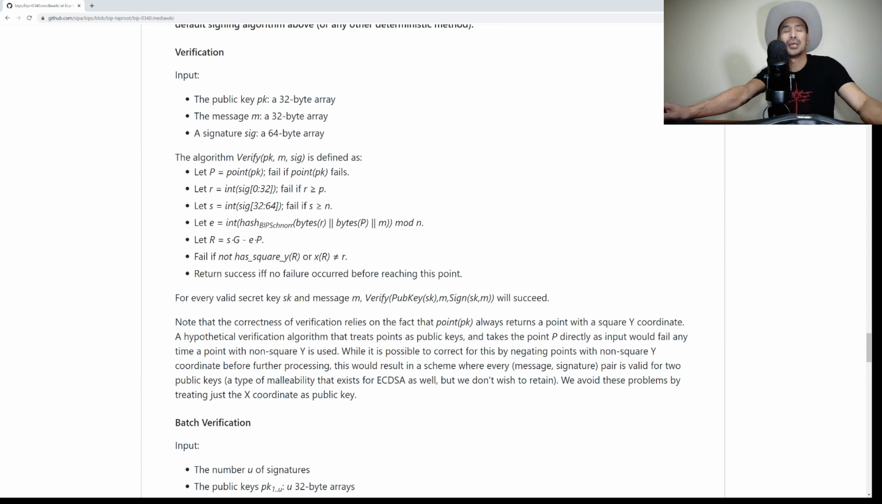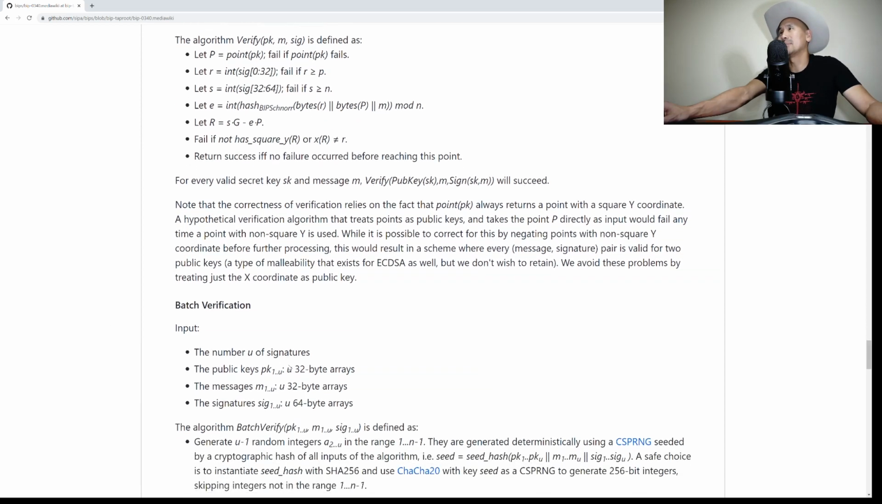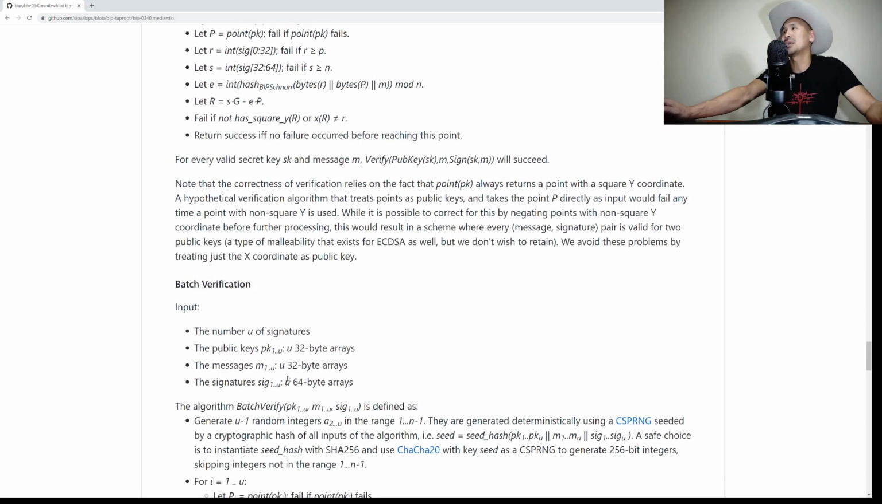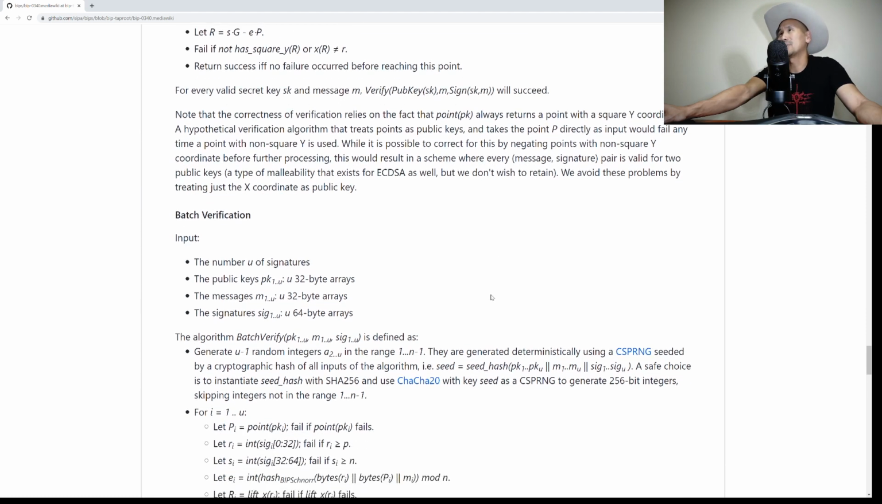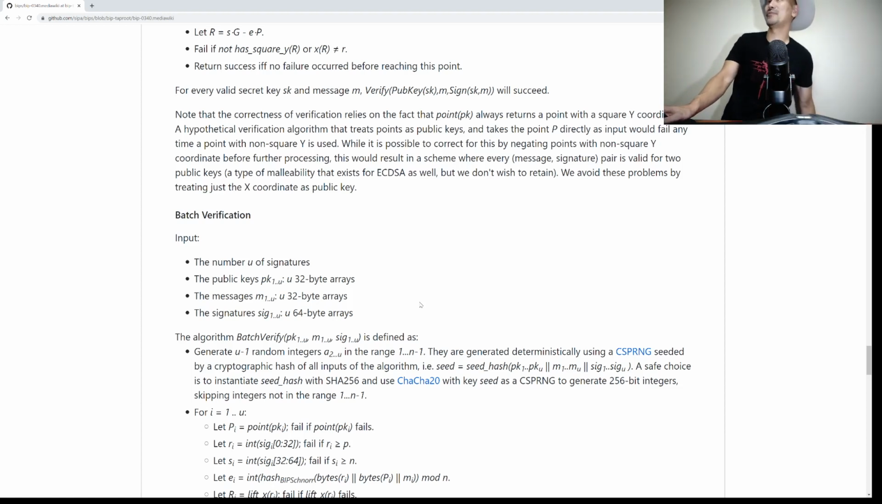And a lot of digital signature algorithms are like that. You start with a number and you end with the same number. It's sort of like closing the loop. For every valid secret key SK and message M, verify pub key SK, M, sign SK, M will succeed. Note that the correctness of verification relies on the fact that point PK always returns a point with a square y coordinate. A hypothetical verification algorithm that treats points as public keys and takes the point P directly as input would fail anytime a point with non-square y is used.